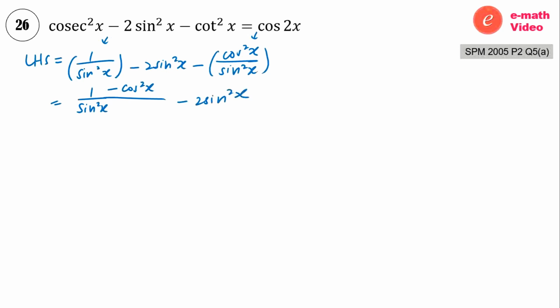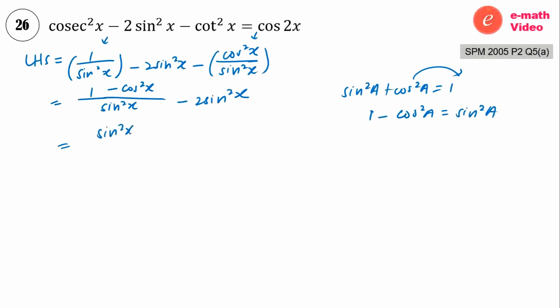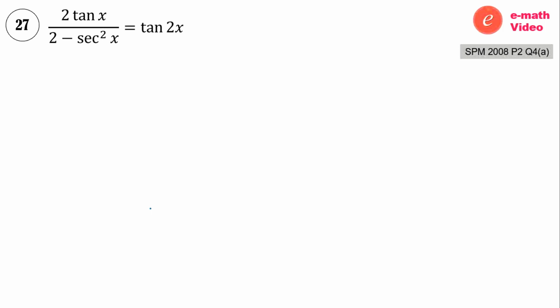Maybe this one I write into the middle. Okay, sine square x. Aha, you see, we can use the basic identity again. Sine square a plus cos square a equals to 1. We move this one to the other side. 1 minus cos square a equals to sine square a. On top, we'll just have sine square x over sine square x minus 2 sine square x. This one equals to 1 minus 2 sine square x. Look at your formula list. It's actually equals to cos 2x. Proven.